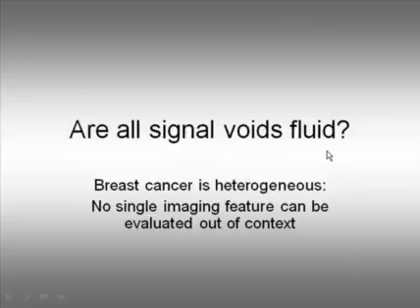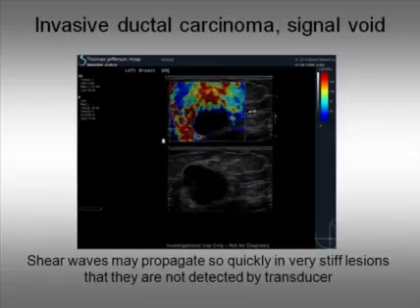No, you absolutely cannot do that. And we have to keep coming back to the fact that breast cancer is very heterogeneous, and no single imaging feature can be used to assess a mass out of context of the other imaging features. Remembering back to this cancer that I showed earlier, this is distinctly abnormal color map in the tissue at the perimeter and surrounding this cancer, and it's around a signal void. So cancers can definitely give you signal voids.